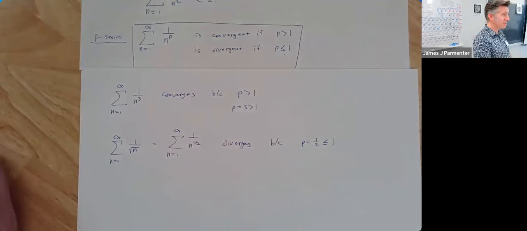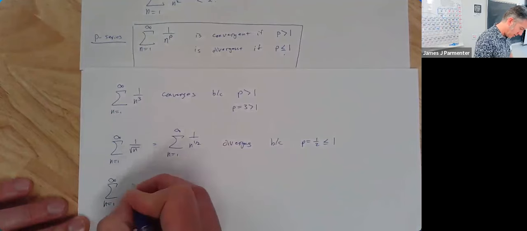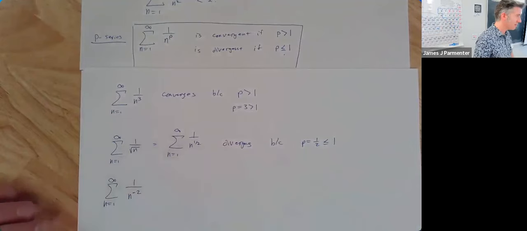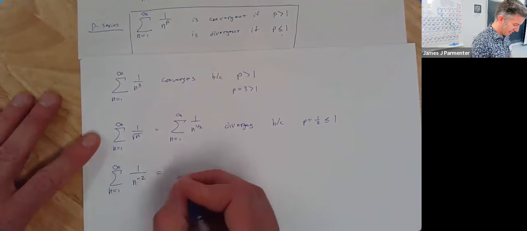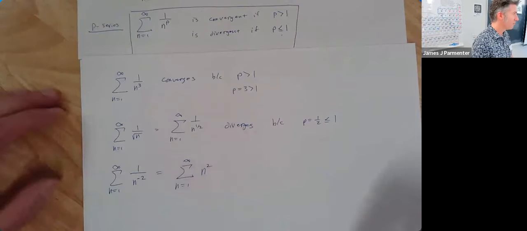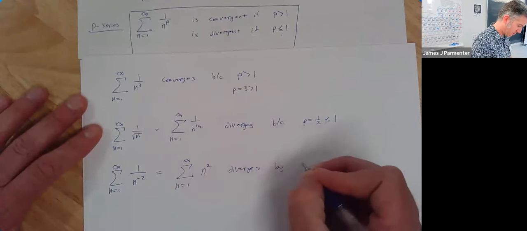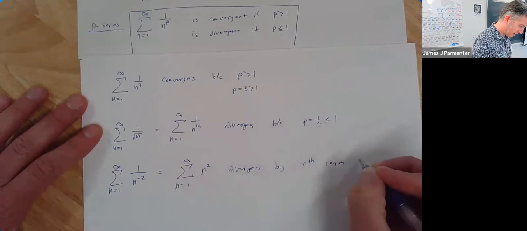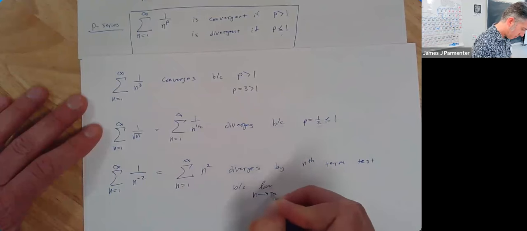It's a little silly if your power is negative. Here's why. If I said the sum from n equals 1 to infinity of, say, 1 over n to the negative second, well, sure, you could say it diverges because it's a P series and your P is less than or equal to 1. But also, you could just rewrite this. This is the sum from n equals 1 to infinity of n squared. And that diverges by the nth term test, because the limit of our sequence is not 0.